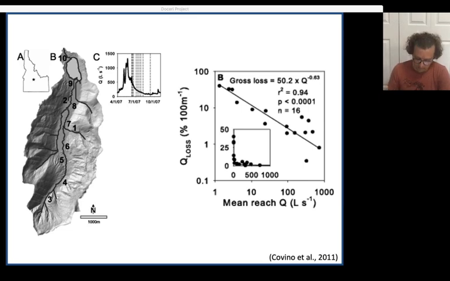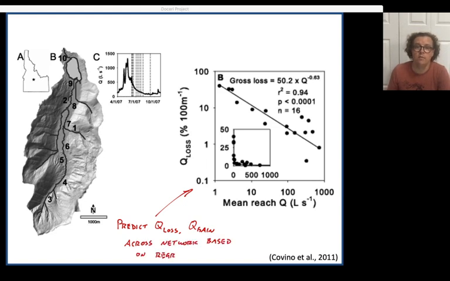So they went out and collected enough field data that they could predict gross gains and gross losses everywhere within the study reach. So on the previous slide, or 2 slides ago, where I had numbers in black and said, hey, these are the total numbers. These are the total gains and losses. This is where those numbers would have come from in the Covino study, right? They did enough empirical work to build a regression that they were comfortable with.